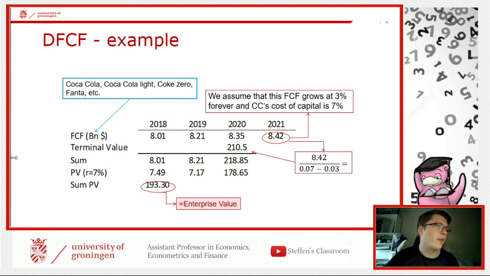As you can see, your terminal value is only the end value here, for forever and onwards. So it's the sum of everything here, the sum of all these cash flows, that will constitute the enterprise value.